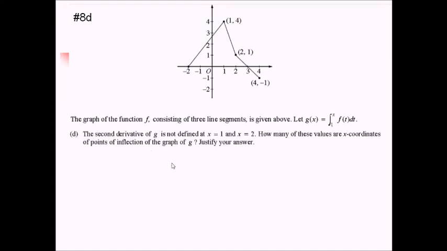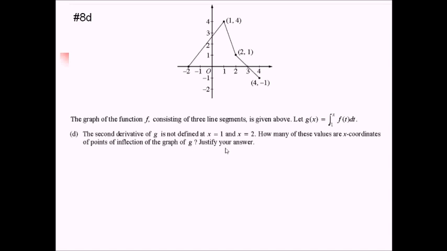For the last part here, we have that the second derivative of g is not defined at x equals 1 and x equals 2, which makes sense because if you're taking the derivative of this f function here, you've got corners at these spots, so it's not differentiable there. So how many of these values are x-coordinates of points of inflection of the graph of g? Justify your answer.